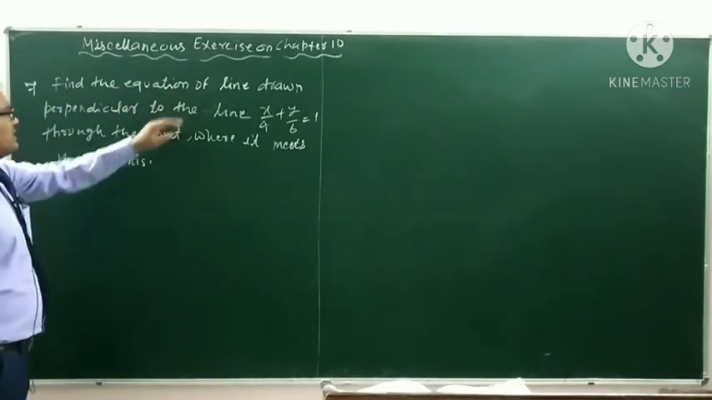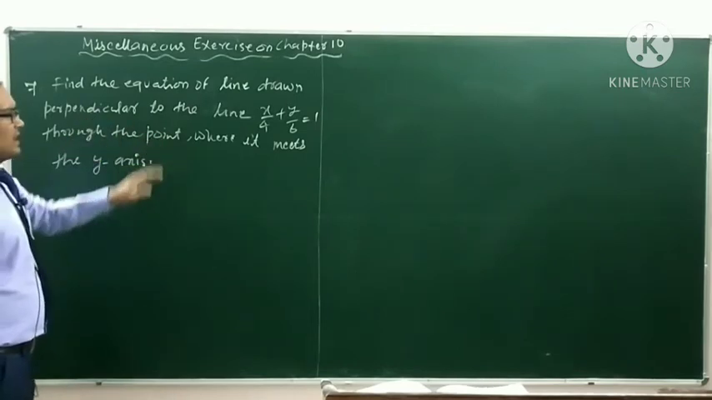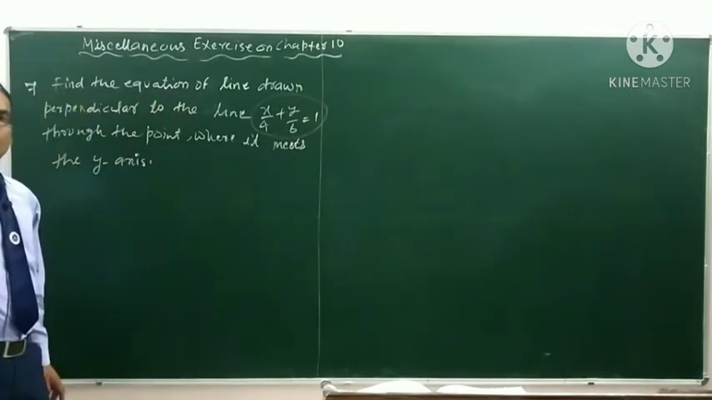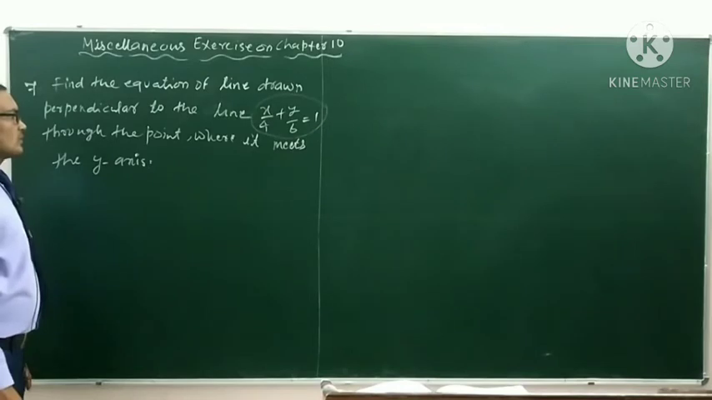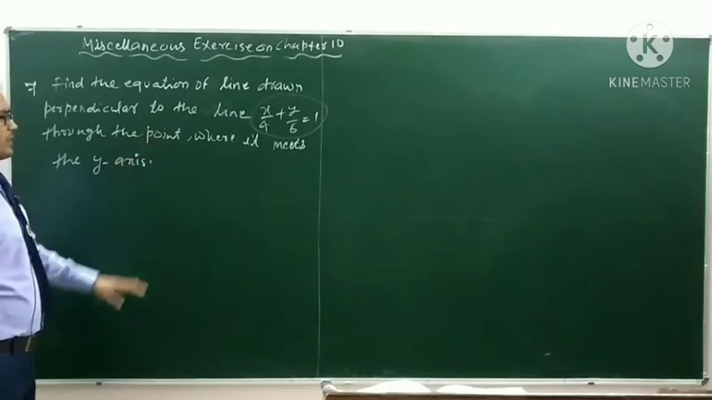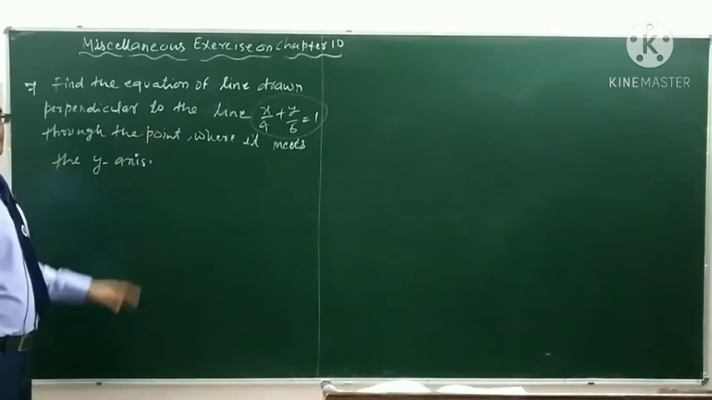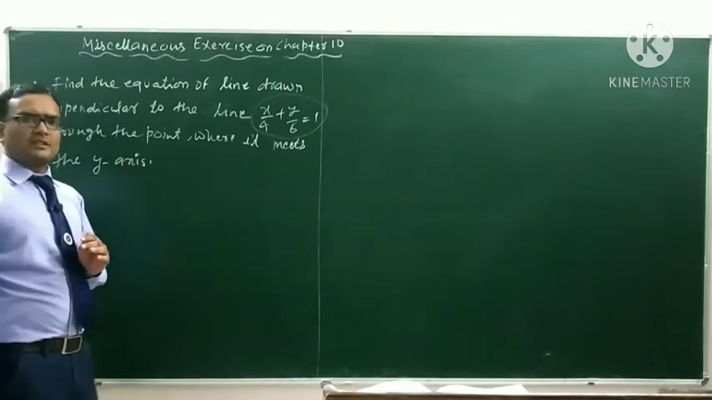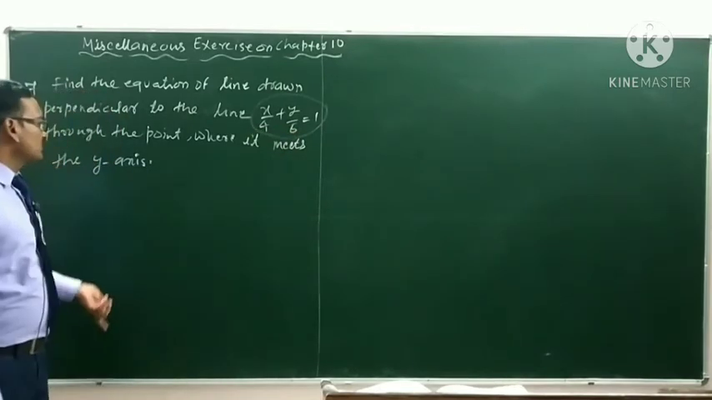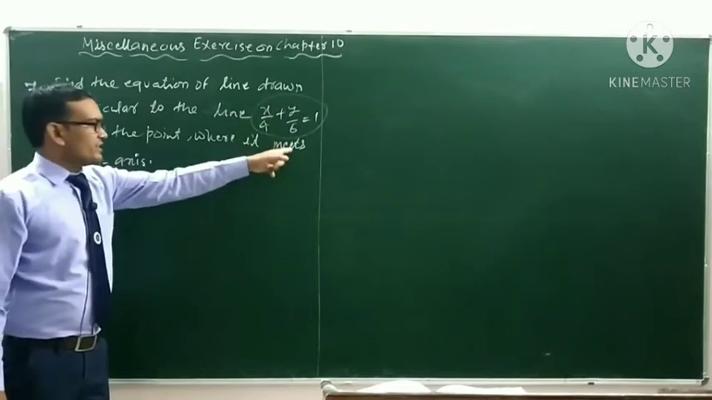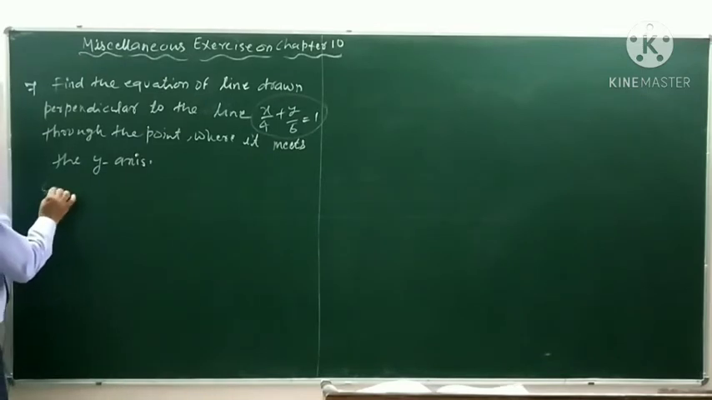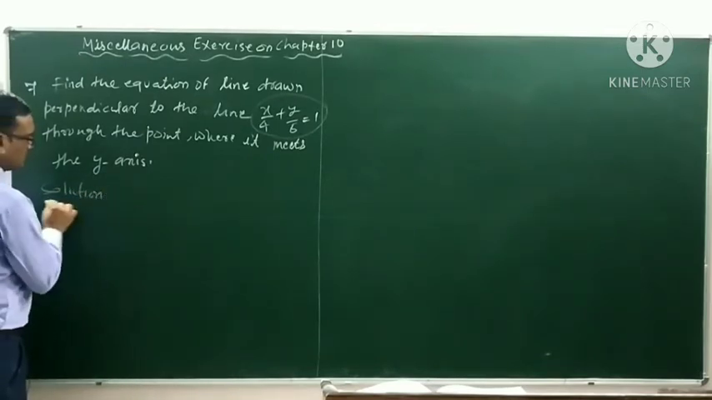Find the equation of a line drawn perpendicular to the line x upon 4 plus y upon 6 is equal to 1 through the point where it meets the y-axis. We find the equation of the line which is perpendicular to this line and passing through the point where it meets the y-axis. Okay, students? Solution.